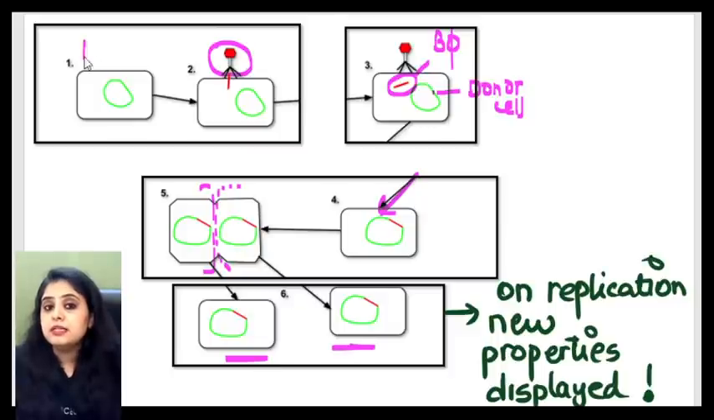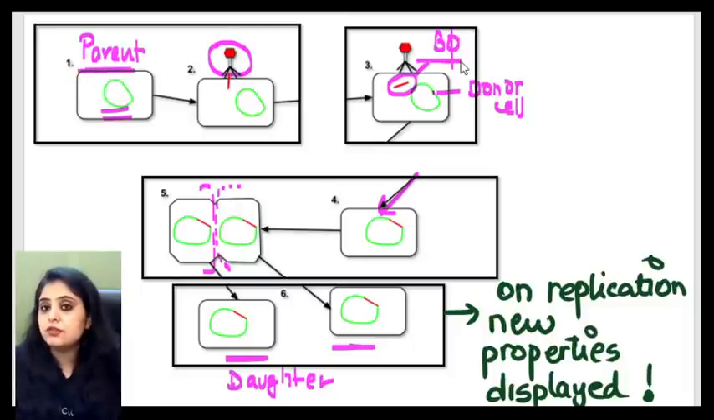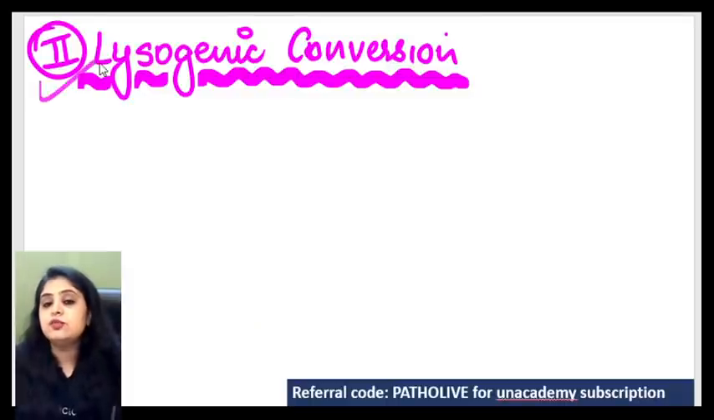So remember, the parent bacteria had only the parent DNA. But now the two daughter bacteria end up having the combo DNA of the parent and the bacteriophage. So will they have some new properties? Other than the parent DNA, a little bit of bacteriophage DNA has also come into them. So will they start displaying new properties? Yes, and that is known as conversion. They are getting converted from their parent. They have some new properties, so they are getting converted. Hence, I call it lysogenic conversion.